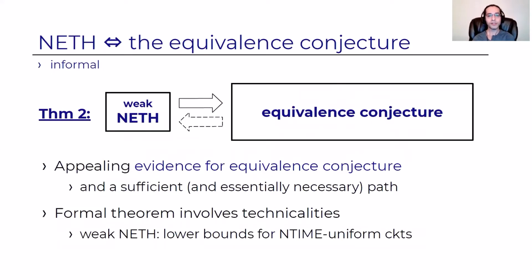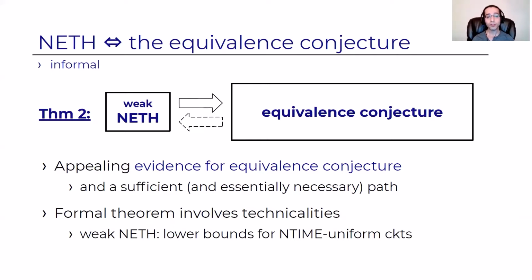And our result is the following. Assuming the non-deterministic exponential time hypothesis, the equivalence conjecture is true. Derandomization and circuit lower bounds are indeed completely equivalent. And in fact, we prove this under a significant weakening of the non-deterministic exponential time hypothesis, and we also show a partial reverse implication. So conceptually, this provides appealing evidence that the equivalence conjecture is true, assuming this weak form of the non-deterministic exponential time hypothesis.